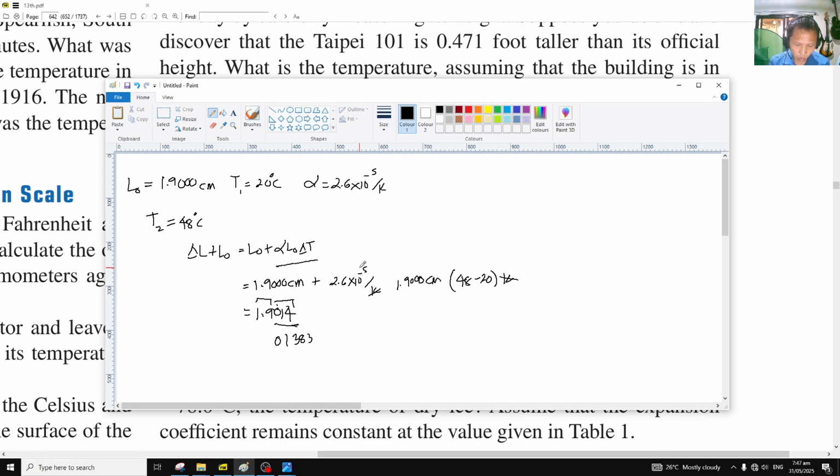So the answer for the change is 0.001383. So watch out. But anyway, I will give you this quiz, guys.